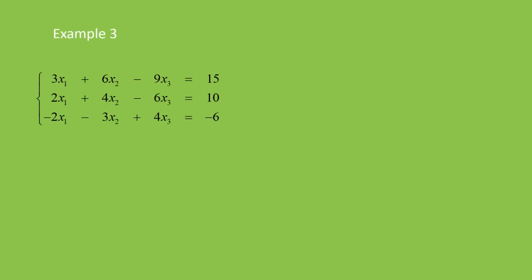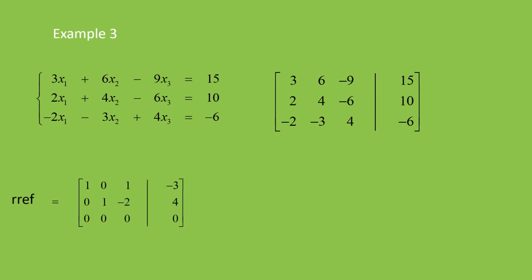Let us take another example of 3 equations here, and the augmented matrix is taken. The reduced row echelon form is this. So the first equation is x1 plus x3 equal to -3, and x2 minus 2x3 equal to 4, and the last one is true. 0 equal to 0 is true. So by taking a parameter for the last unknown x3 as t, we can find the values for x1, x2, x3 like this.